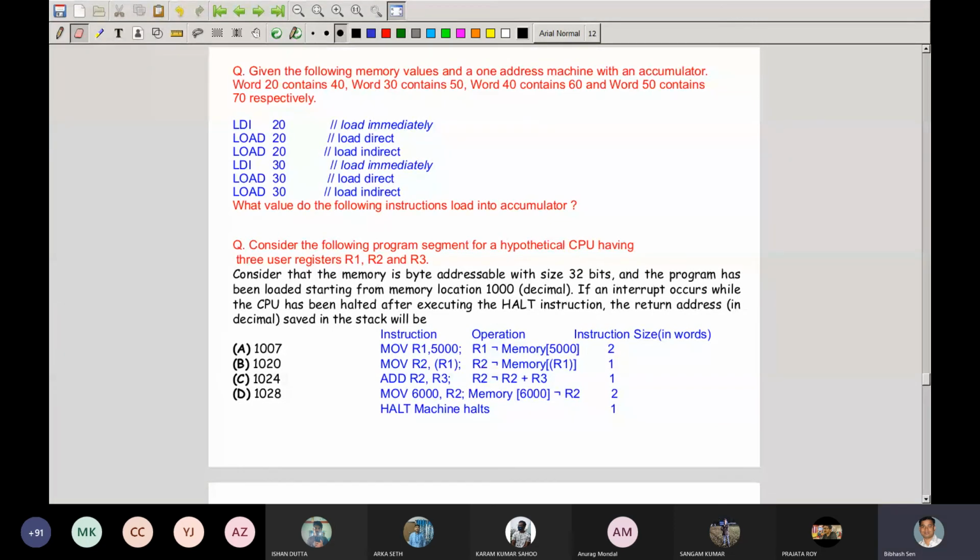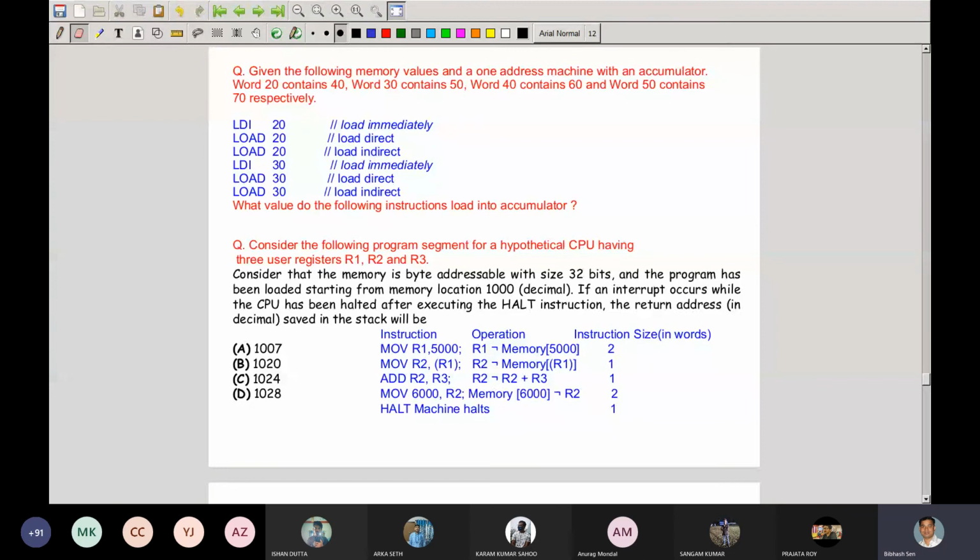Today I will not give this slide. I will give the ISS slide, but this may not appear. So write this question. Consider the following program segment of a hypothetical CPU. Three registers R1, R2, R3 are there. Consider that the memory is byte addressable with size 32 bit. Byte addressable, remember this point. And the program has been loaded starting from memory location 1000. If an interrupt occurs while the CPU has been halted after executing the halt instruction, what will be the return address saved in the stack?